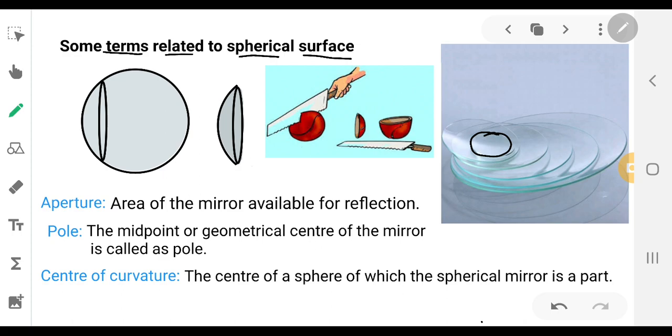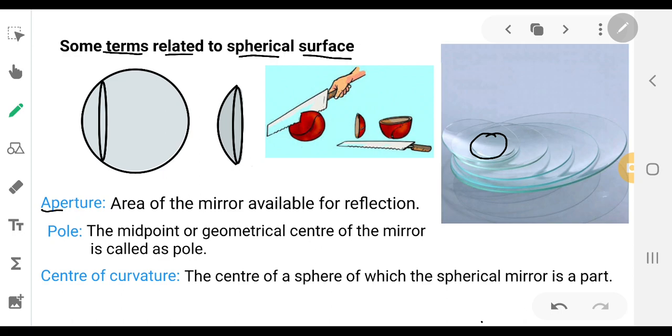Now, as a watch glass is transparent, light passes through it. It will not reflect. When you paint one side of a watch glass, let us assume the outer surface, then it starts reflecting. Now it becomes a mirror. As it is a part of a sphere, it becomes a spherical mirror. Now in the spherical mirror, we'll see some terms.